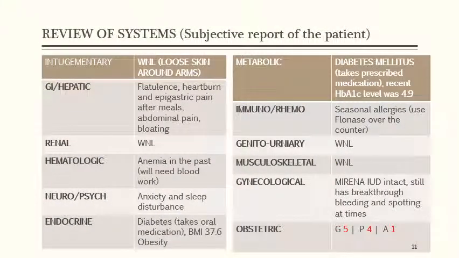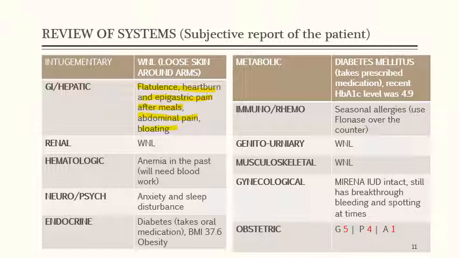Upon further review of Mrs. Rivera's systems and getting more of her subjective report, we see that her skin is within normal limits. We go on to her gastrointestinal and her liver function, and we find that she has epigastric pain after meals, abdominal pain, bloating, and flatulence. And these are all subjective findings to highlight because they play a huge role in her disease process that is going on right now with her gallbladder.